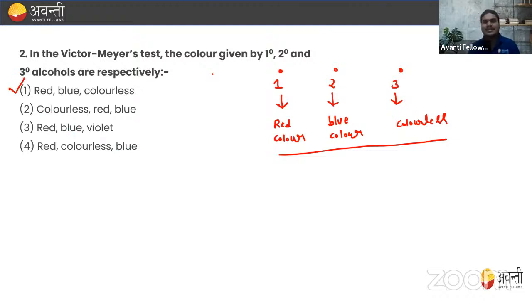Always remember in the Victor Meyer test, the colors given by the primary, secondary and tertiary alcohol are red, blue and colorless. Always remember like RBC. ठीक है ऐसे याद रखना RBC, रेड ब्लड सेल याद नहीं रखते थे जैसे वैसे याद रख लो RBC. So primary give red color, secondary give blue color, and tertiary give colorless, right? So this is the trick to remember Victor Meyer test, right? That is RBC. Clear है सबको? जल्दी बता दो फटाफट.